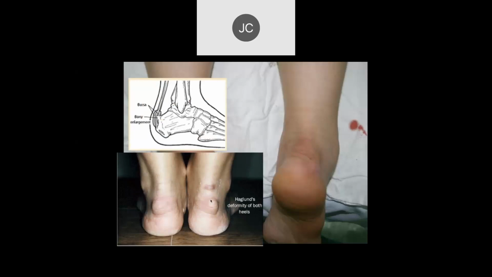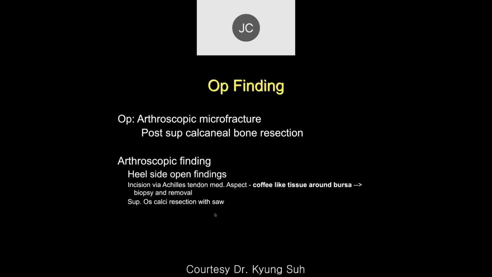Here we can see the Haglund deformities, probably some rubbing of the shoes in this location, this hypertrophic bone formation. And this turned out to be, when they went in surgically, bilateral Haglund deformities, more on the symptomatic side and less on the less symptomatic side.